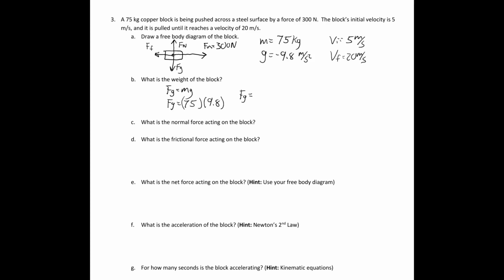Fg is equal to 735 newtons in the negative direction, because the gravitational field strength is in the negative direction. So this is 735 newtons down. We use the arrow to show the down direction in the free body diagram.